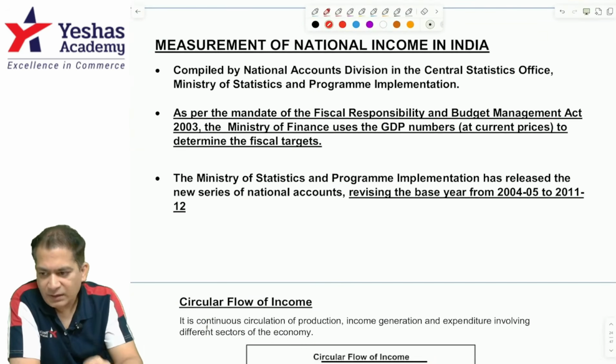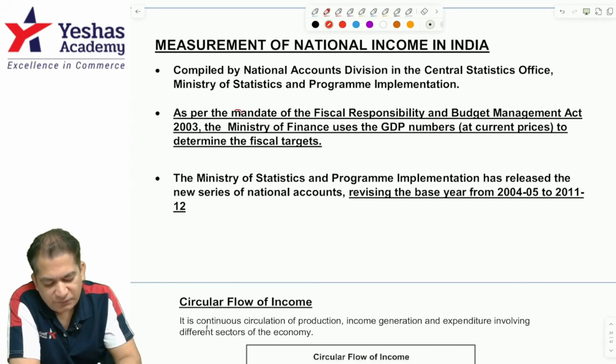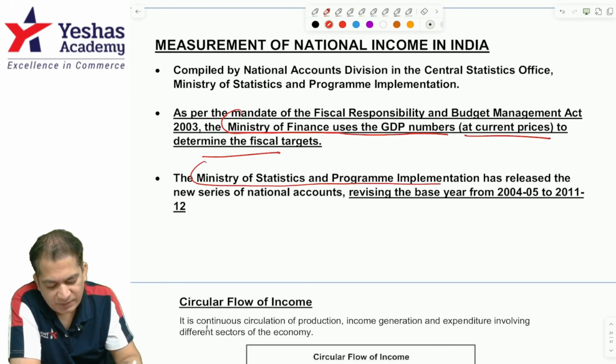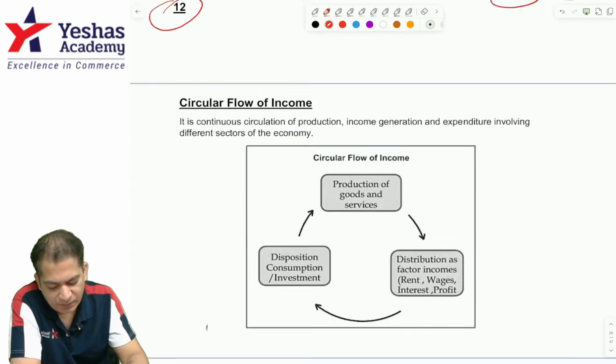Now remember here, the national income, who calculates it? The Ministry of Finance uses GDP numbers at current prices to determine the fiscal target, and the Ministry of Statistics and Programme Implementation has released a new series of national accounts, revising the base year from 2004-05 to 2011-12.